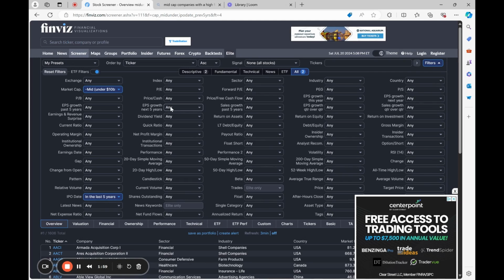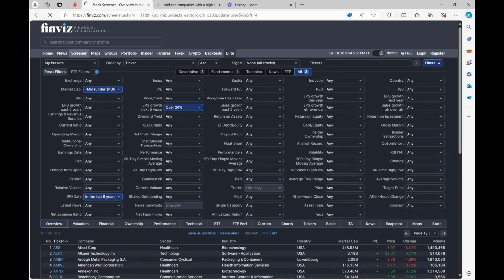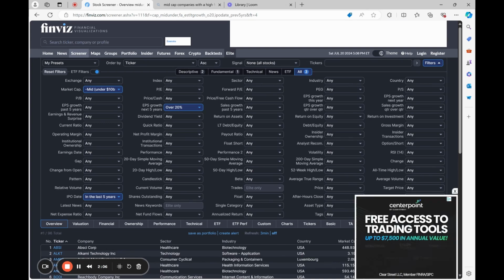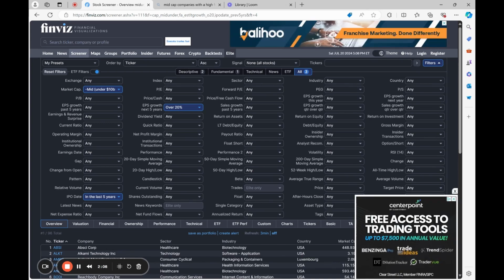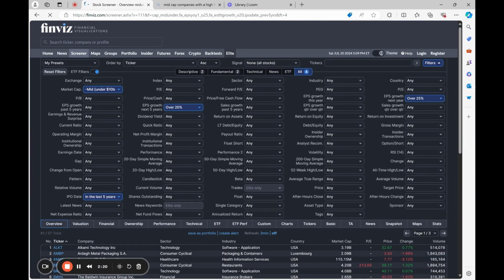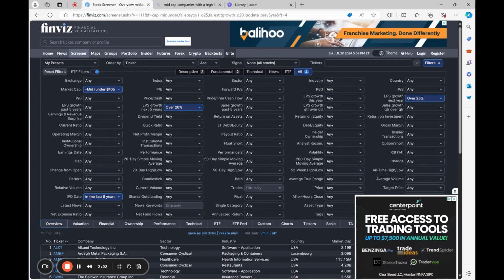And next is EPS growth in the next 5 years. You want to set this to over 20%, which is right here. This shows us companies that are expected to rapidly grow their net income in the near future and maintain it for a solid amount of time, which is very important. And then EPS growth in the next year, you want that to be over 25%. This shows us companies that will be rapidly growing in the next year.